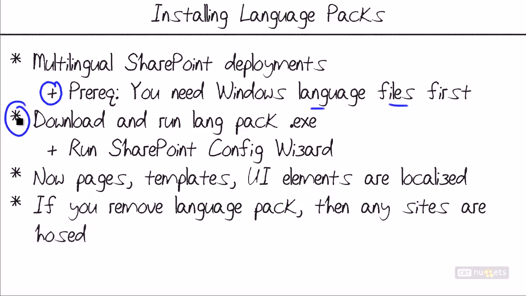You install the language pack just like you'd install any program on your SharePoint server, and then you run the SharePoint configuration wizard on each box, and what that'll do is add appropriate template files, UI elements that are localized for that language. Here's the gotcha. If you go into Control Panel, Programs and Features and remove the language pack, then any sites that are deployed using that language pack are hosed. They immediately become inaccessible. So essentially, this is like extending the schema. You can extend it, but you really can't contract it without doing damage.